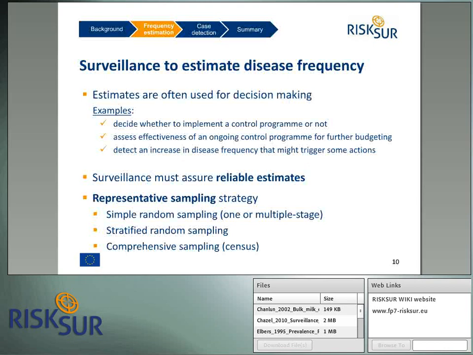When estimates of prevalence or incidence are required for priority setting and thus for decision making, surveillance must ensure reliable estimates of such epidemiological parameters. The key aspect to ensure reliable measure of disease frequency is to adopt a representative sampling strategy, meaning that the data generated must come from a sample representative of the population. Representative sampling can be achieved by sampling the whole population, which is usually unaffordable, or by taking a random sample.